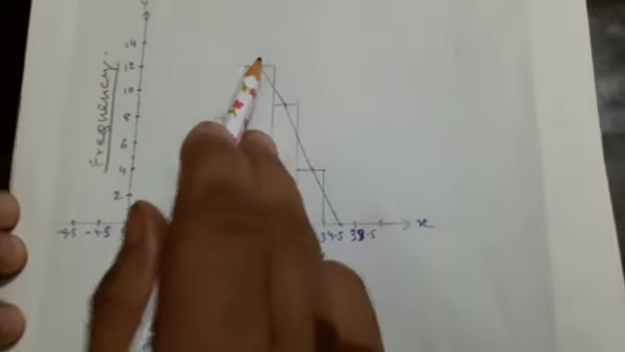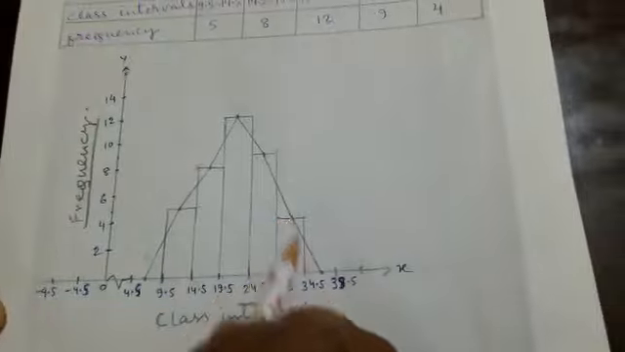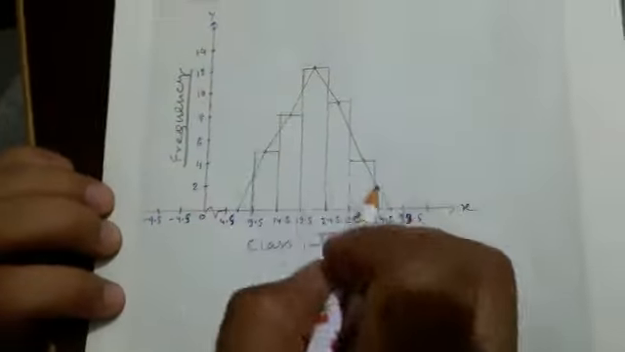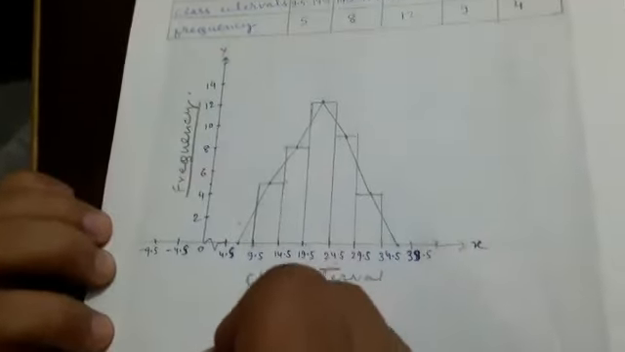This side also midpoint, and each rectangular shape's midpoint we will mark, and then we will join their midpoints with the help of the scale. This is called frequency polygon.